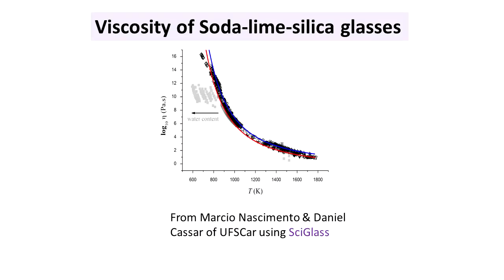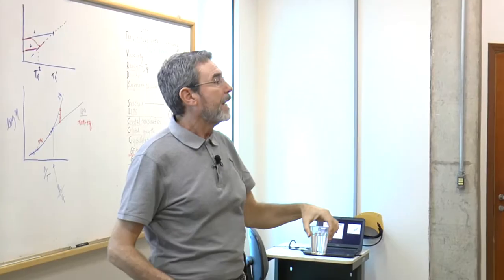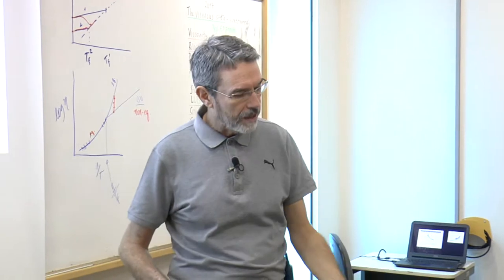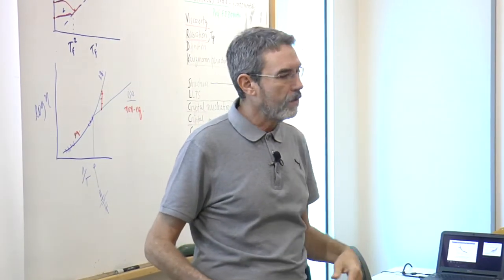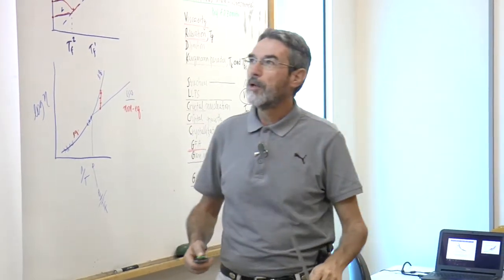So this is a plot for soda lime silica glasses. If you have been working with glasses, you know that soda lime silica glasses are the most popular type of glasses. This type of glasses here, soda lime silica glasses. They're very good glasses and they're inexpensive. And they have good chemical properties. You can easily make them. That's why they're so popular for glass windows or bottles or many other type of products.